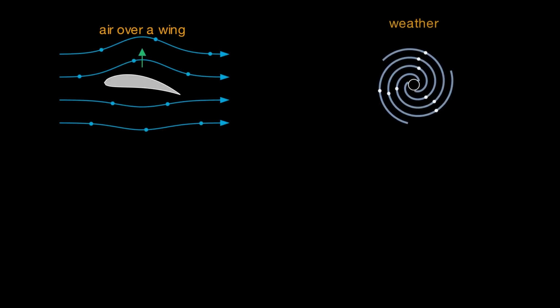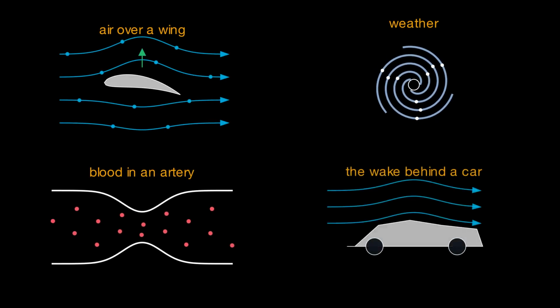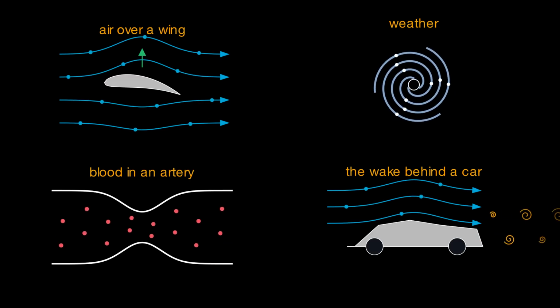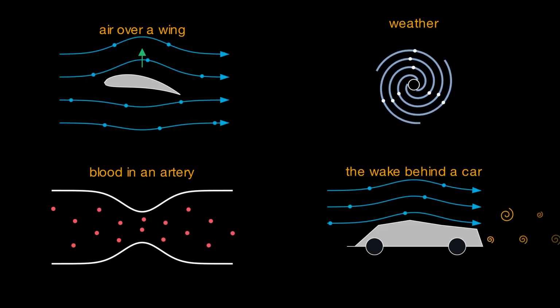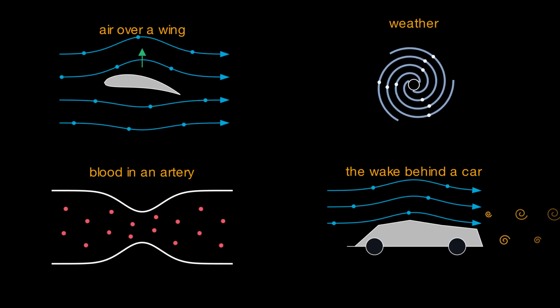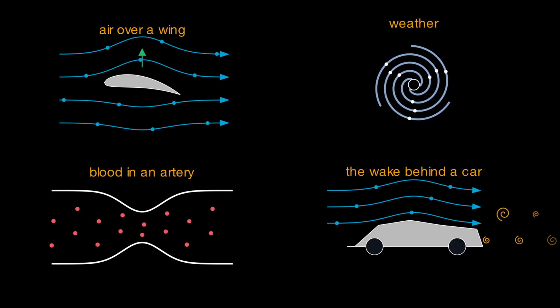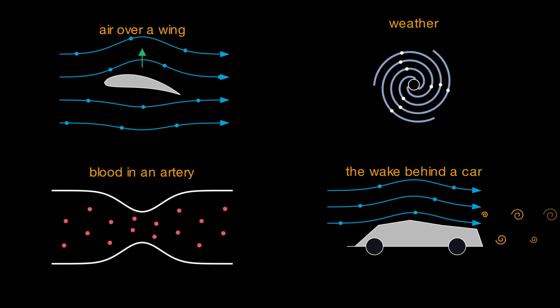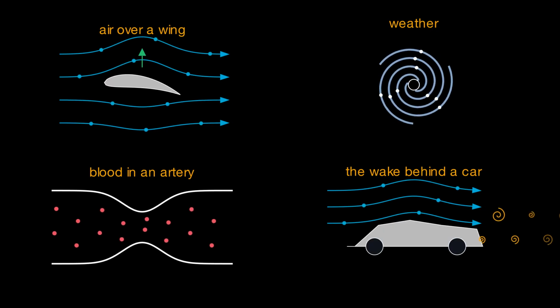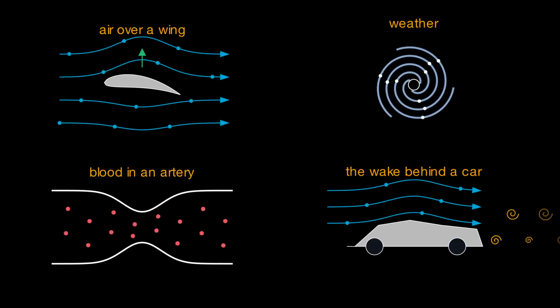Air over a wing, weather across a continent, blood through an artery, the churning wake behind a car. These all come down to one question: how does the fluid move and what forces does it make? Answer that, and you can design a quieter fan, a safer stent, a faster car, without building a single prototype.